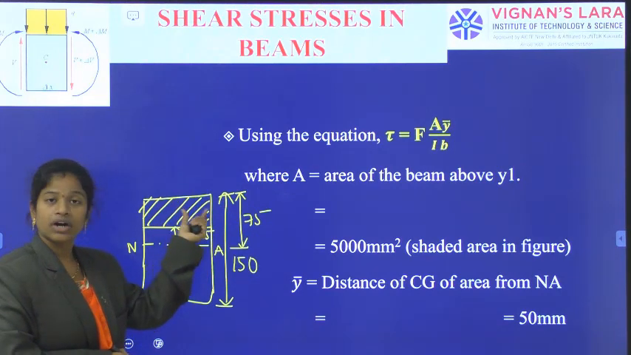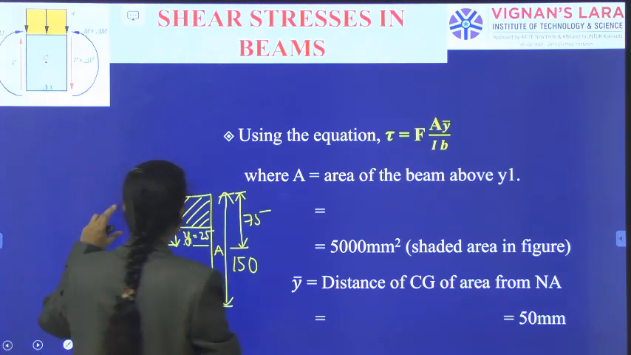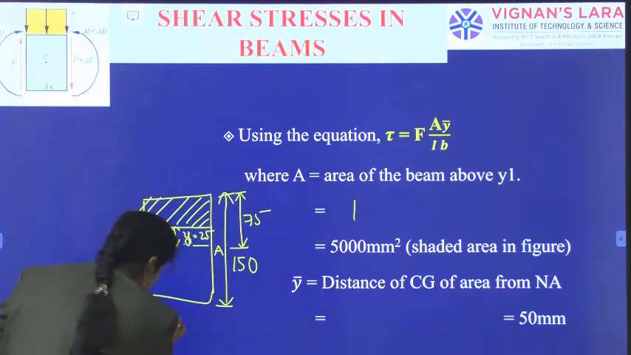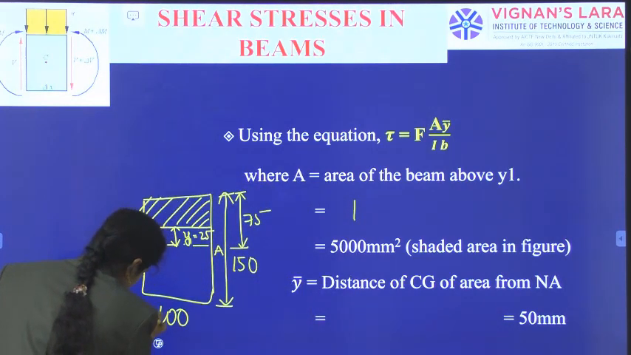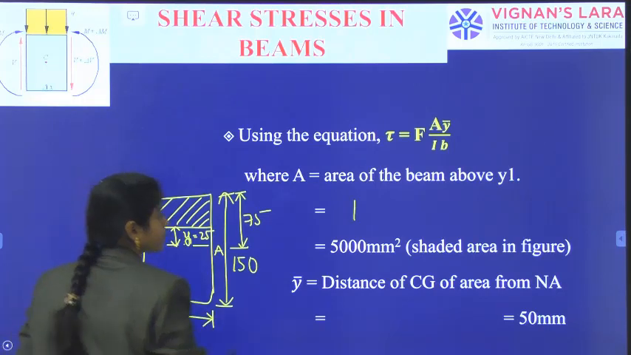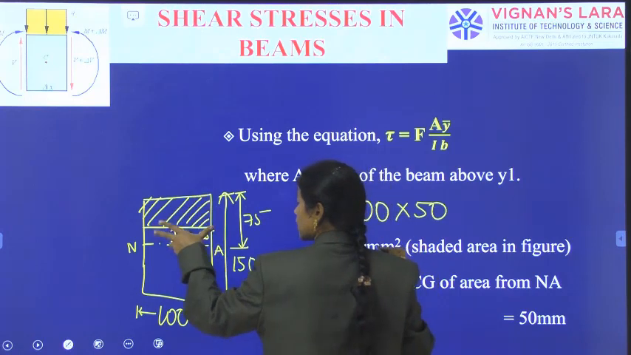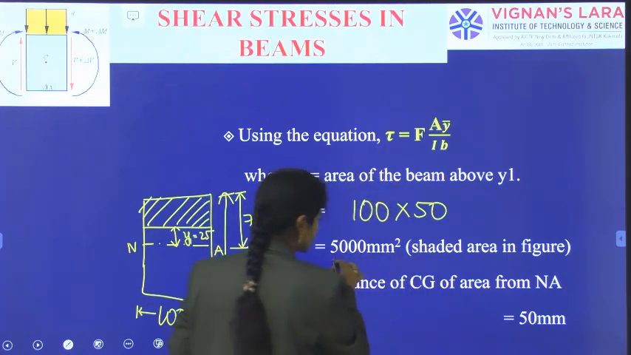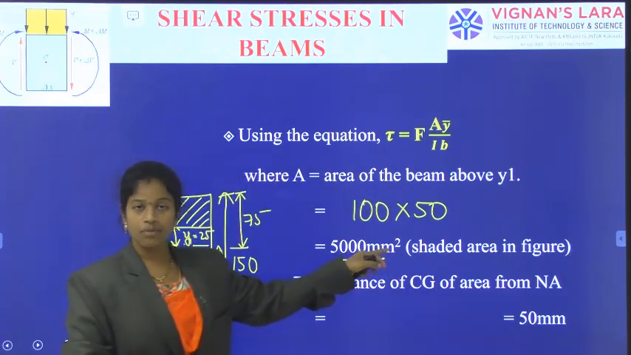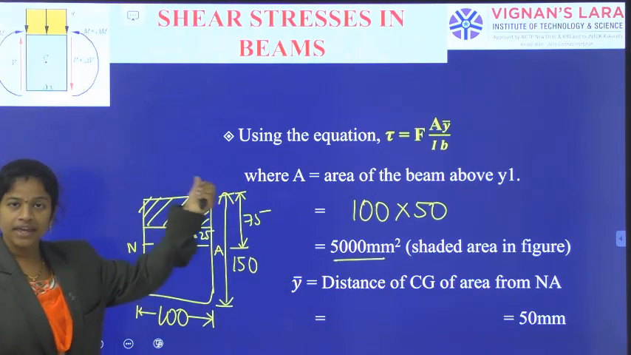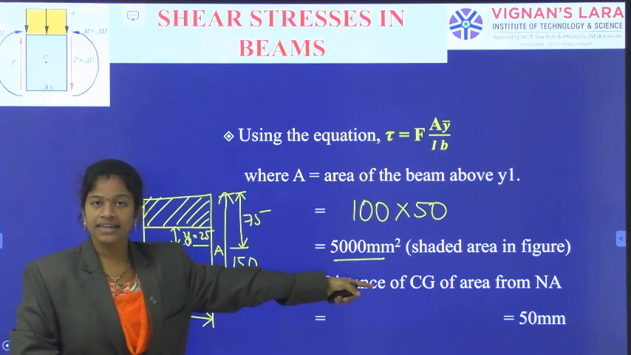So above Y1, we calculate the area left, with the remaining portion and the width. So 100 mm width into 50 is the depth. So 100 into 50, which gives 5000 mm square, which is the shaded area as shown in the figure. So the area of the shaded portion is the area I need to consider.